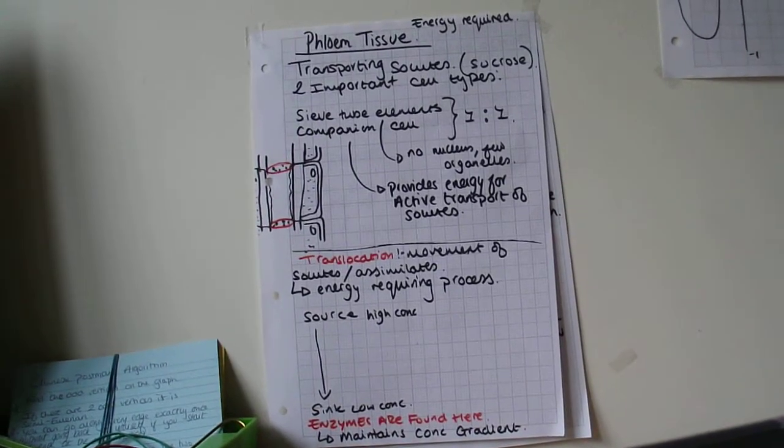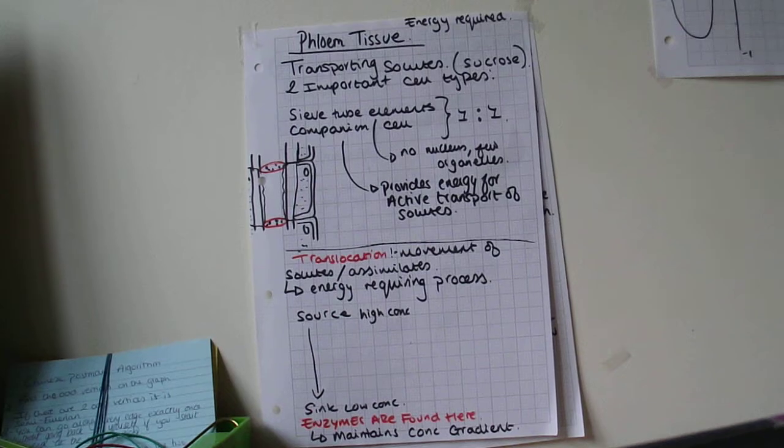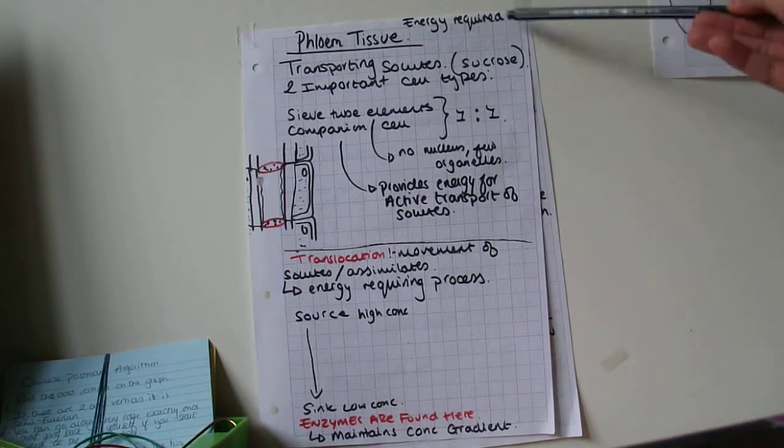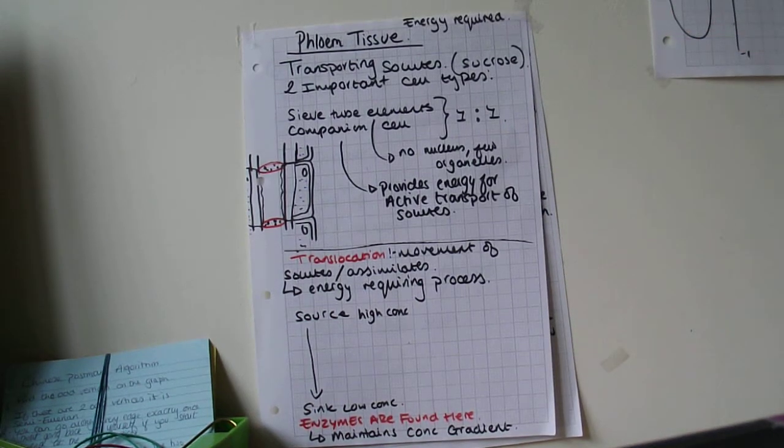Right guys, we have got phloem tissue here. Phloem tissue, what it does is it transports solutes. It is an energy requiring process down here or up here if you want to read it. Basically what it does is it carries the solutes from wherever it's produced to wherever it's needed.